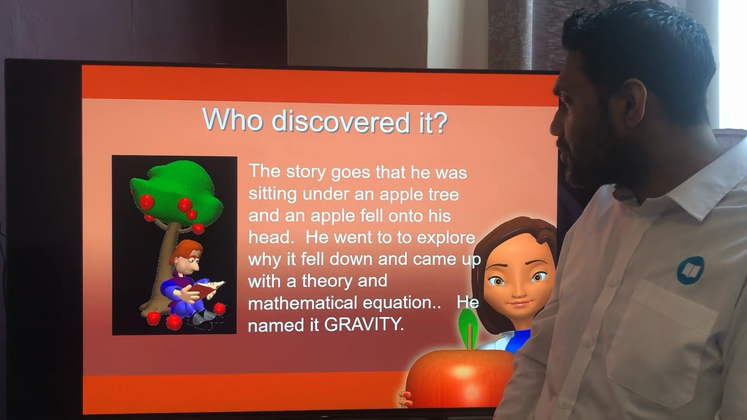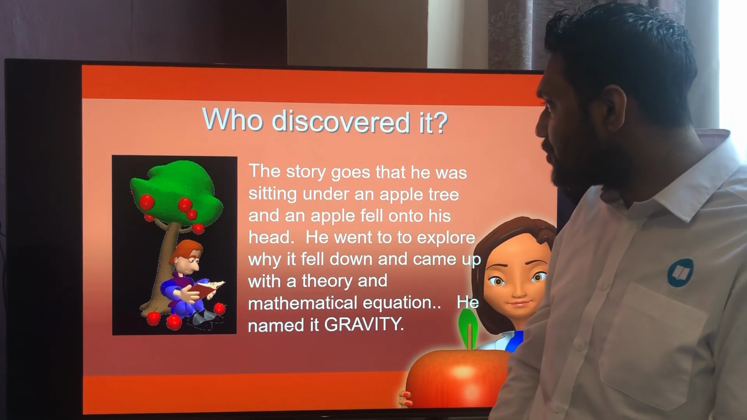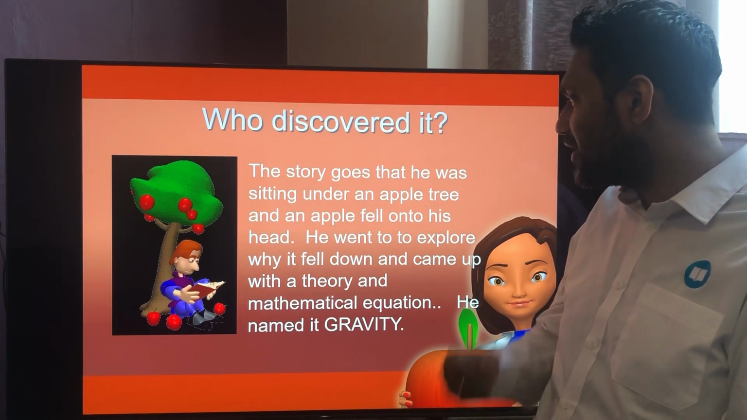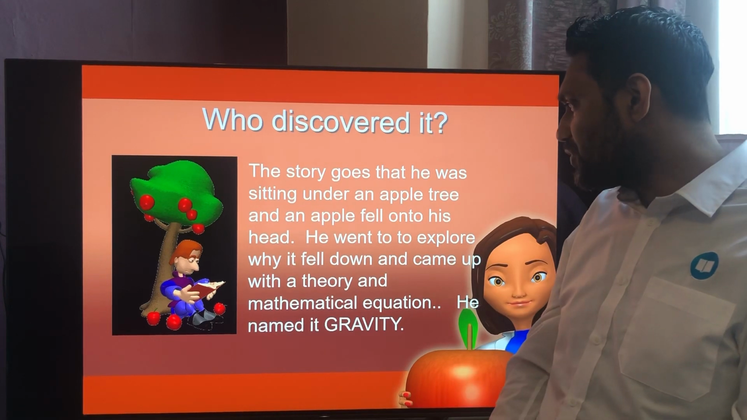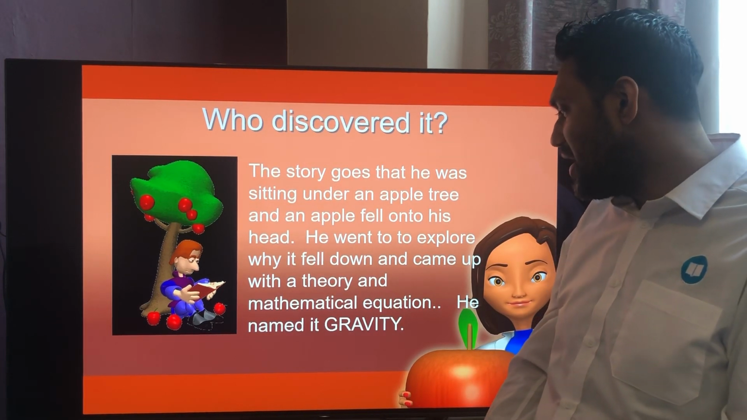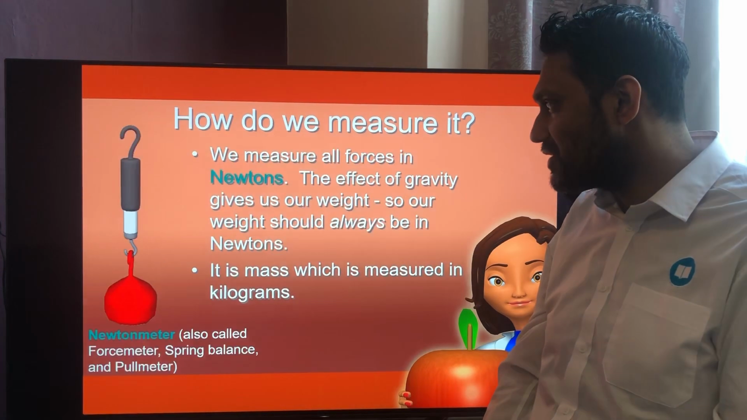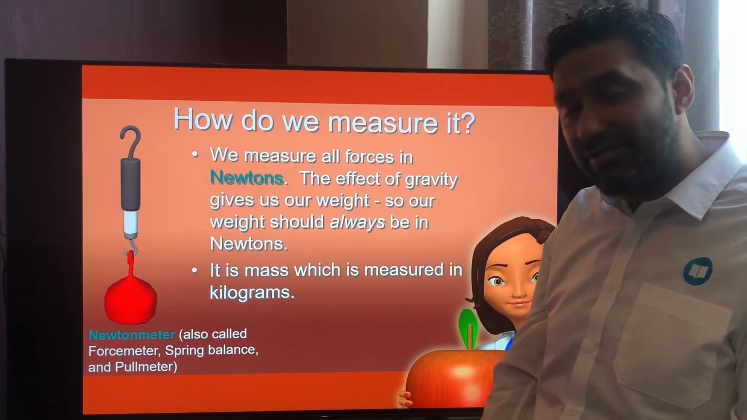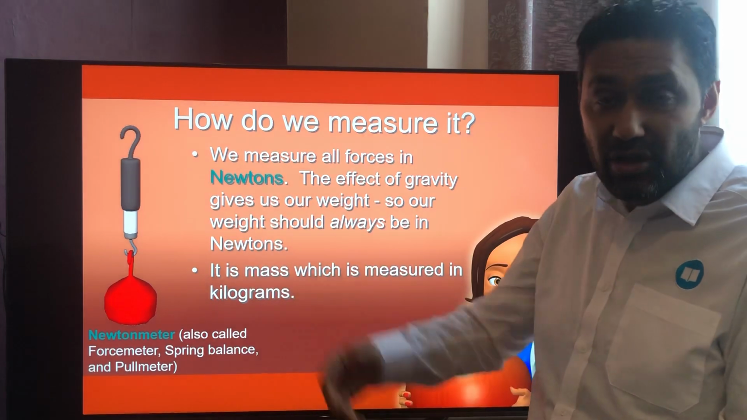Now, Isaac Newton, the apple. The story goes that he's sitting under an apple tree and an apple fell on his head. He went on to explore why it fell down and came up with the theory and the mathematical equation, and he named it gravity. What do we use to measure gravity? We use a Newton meter, so we name it after him.